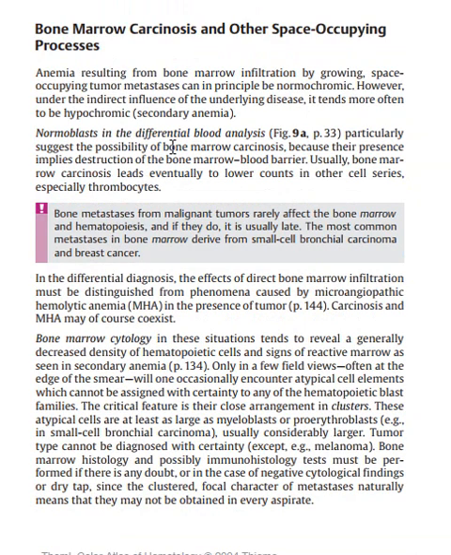So in bone marrow carcinosis, there is infiltration of the bone marrow. So anemia that results from bone marrow infiltration by growing and space occupying tumors, metastasis, is in principle normochromic. Since they are metastasizing here, they are not going to involve a change in the iron storage, and they are not going to involve a vitamin B9 and vitamin B12 deficiency.